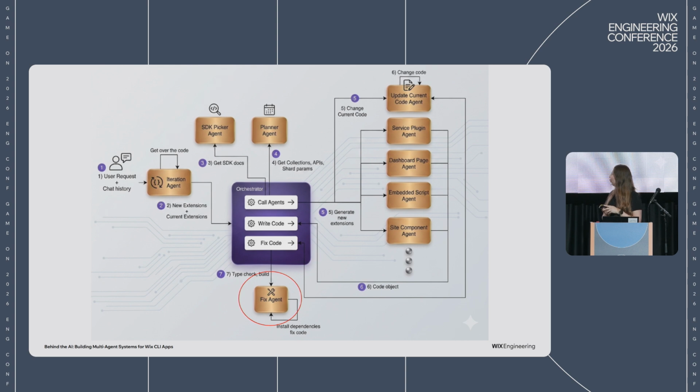Then we write the code. And if there are any type check and build errors, we will call the fix agent that will fix them and install dependencies. So this was our design a month ago in the previous Wix Engineering Day.